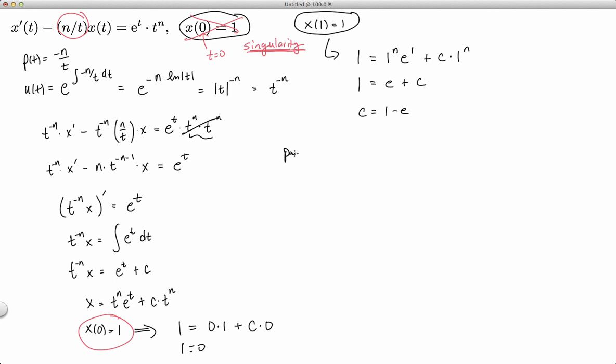And so our particular solution, remember, since we're solving an IVP, it's not a general solution anymore. We've identified the one solution that passes through the point 1, 1 in this case. So our particular solution is x of t equals t to the n, e to the t, plus, replace c with the value 1 minus e, t to the n. And so this is the particular solution for this IVP.